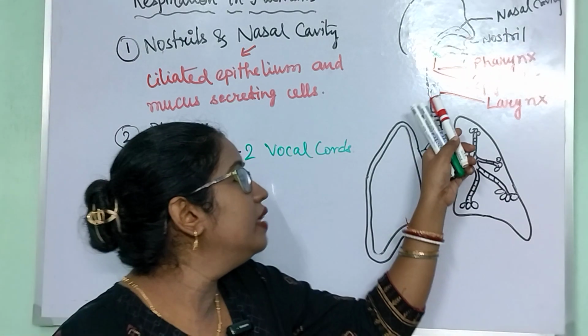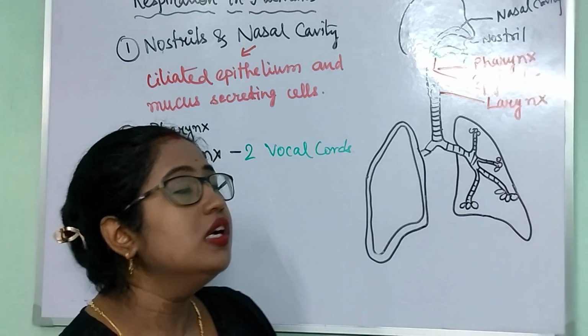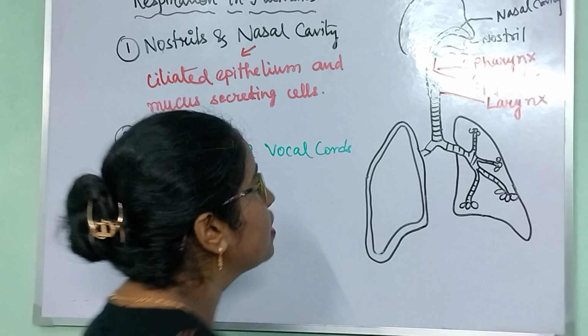Next is the ring-shaped, pipe-like structure. This is known as the trachea.